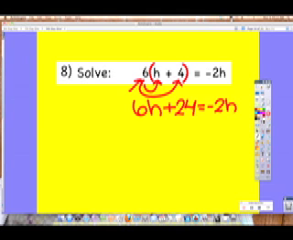Okay, we didn't do anything with the positive 24, so just drop it down. 24 equals, be careful with this. This is a negative 2 minus 6. So we know what negative 2 minus 6 is?